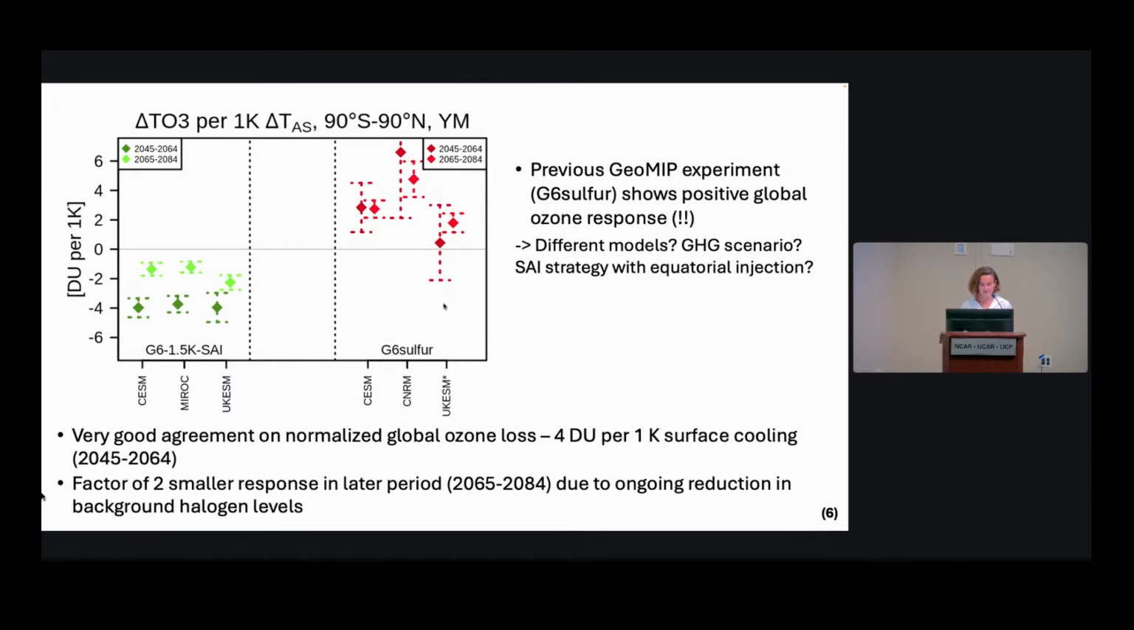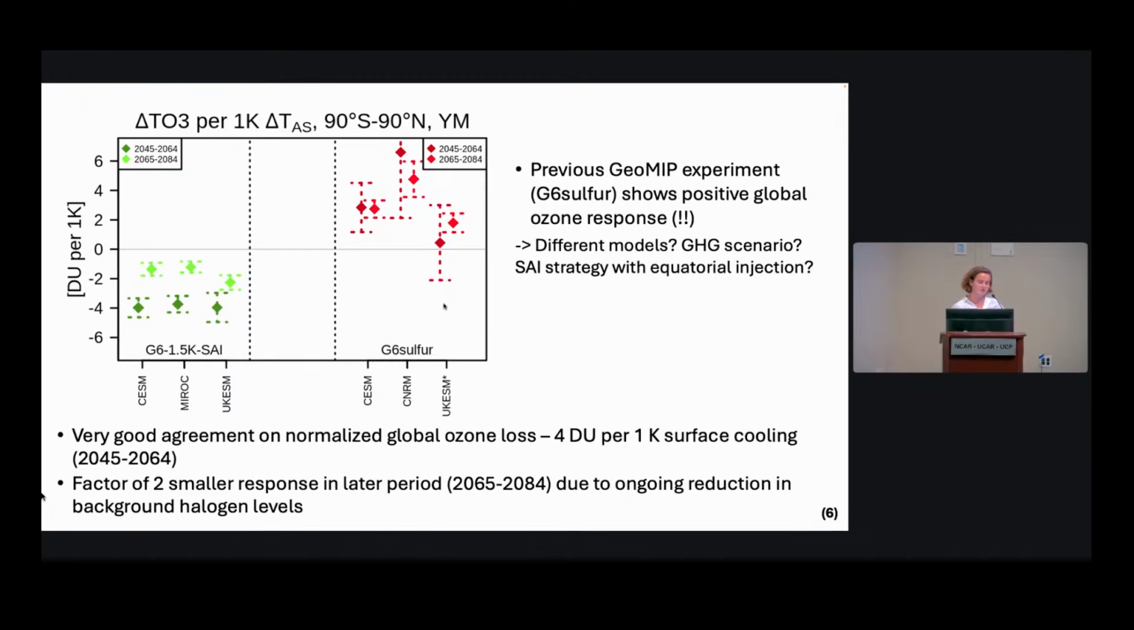So the question is, is it because the models used were different? I think the CESM version actually was the same, but the other models were completely different. The other potential reason is that the underlying greenhouse gas scenario was different, so the previous G6 sulfur utilized the business-as-usual SSP5 simulation, and the new GeoMIP experiments utilize the middle-of-the-road SSP2 scenario. Or is it because the injection location was actually different between those two GeoMIP experiments?